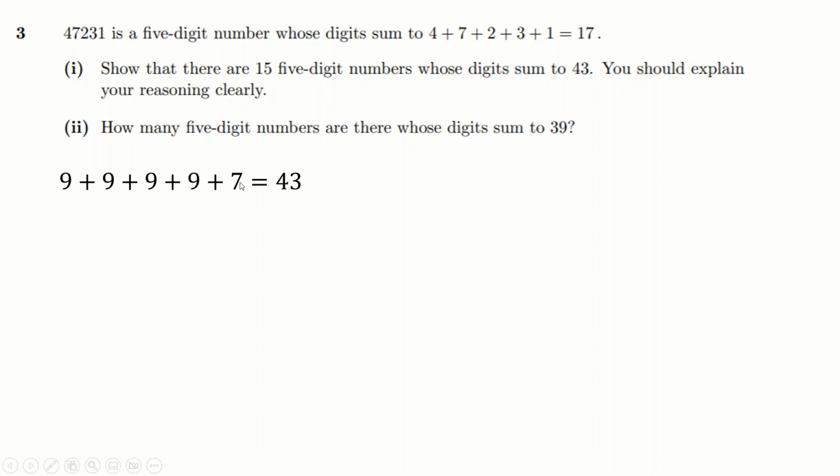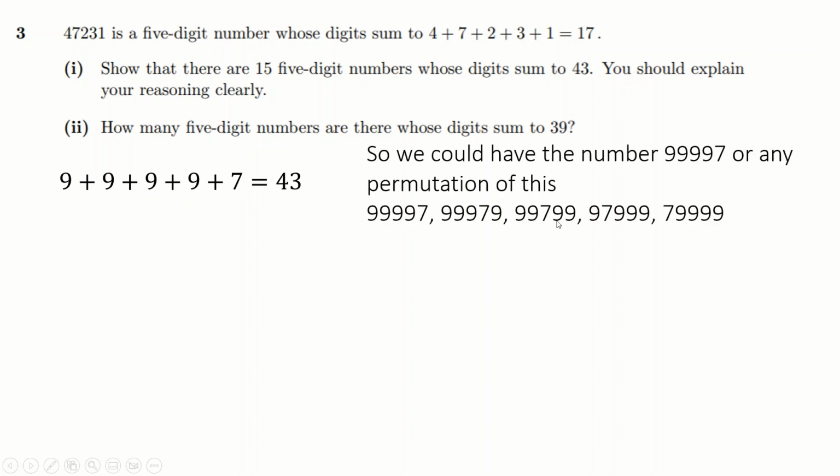Well, okay, we could put this 7 wherever we wanted, couldn't we? We could, instead of having the number 99,997, we could have 99,979, right? We could swap the 7 and 9 over there. And there's clearly 5 ways you could do that, right? Just gradually shifting the 7 further and further to the left. So there are 5 numbers made up of 9, 9, 9, 9, and 7 that add up to 43. So where are the other 10 numbers then, if we've got 5 so far?